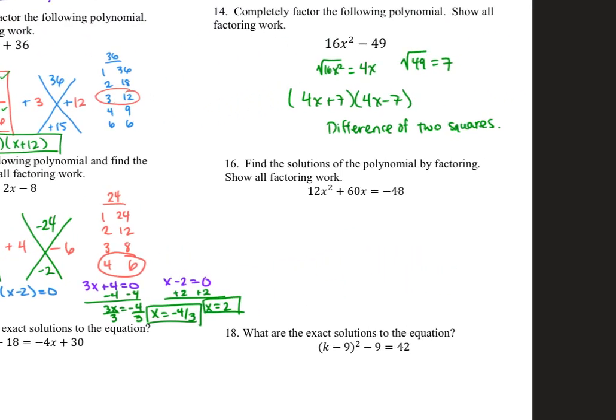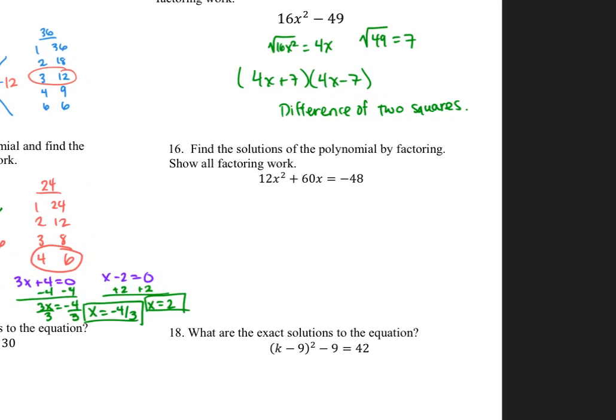All right, the next problem is another solve by factoring. So this one, first we need one side to equal 0, so we're going to add 48 to both sides. Since these are not like terms, we can't combine them. So now we have one side equal to 0. Now we're going to factor. So my GCF in this case is going to be 12.